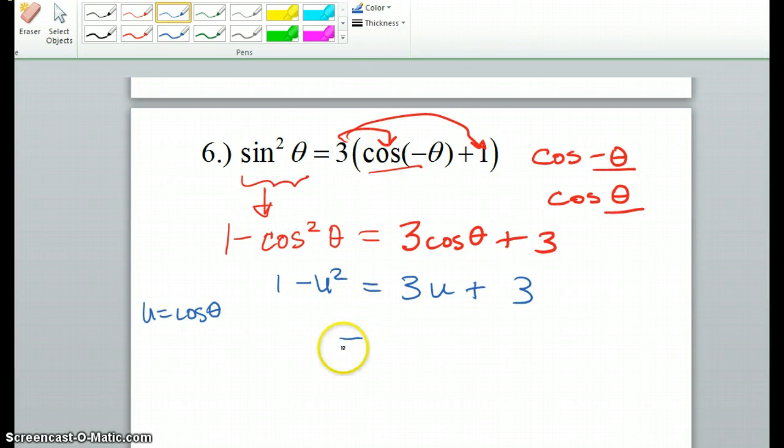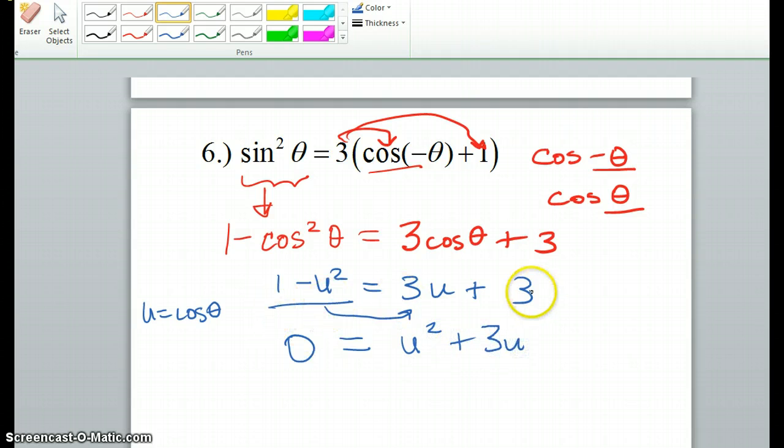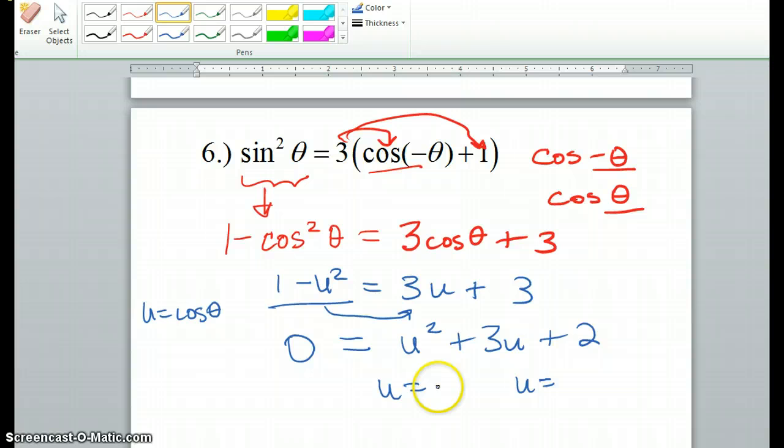Okay, so now, if you notice, we have a quadratic. So what we're going to do is bring everything over to that side so that it's positive. So on this side we have 0, on this side we have u squared plus 3u, and we're going to subtract that 1, so it's going to be plus 2. Again, use the quadratic formula. You're going to get 2 answers for u. I'm going to get those in a second. Alright, so the answers I got were -1 and -2.